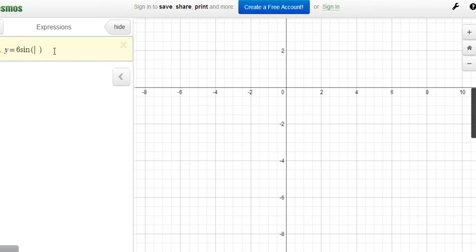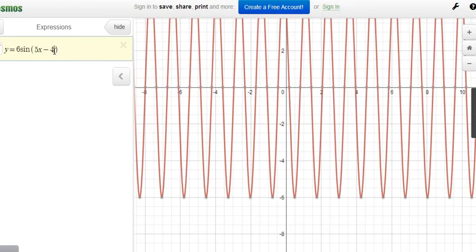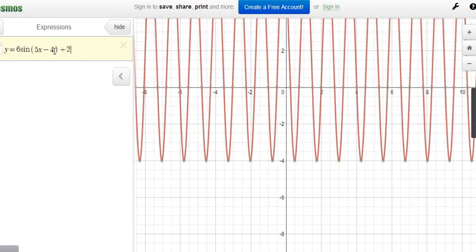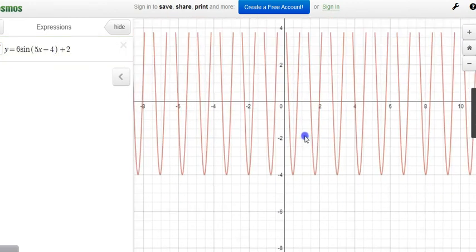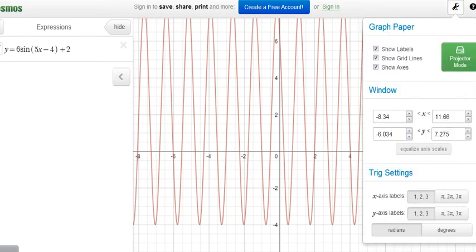What was B again? 5x minus 4 plus 2. Okay, plus 2. Okay, so let's move this down a bit, and let's change our scale, right? I mean, because we're showing way too much there.